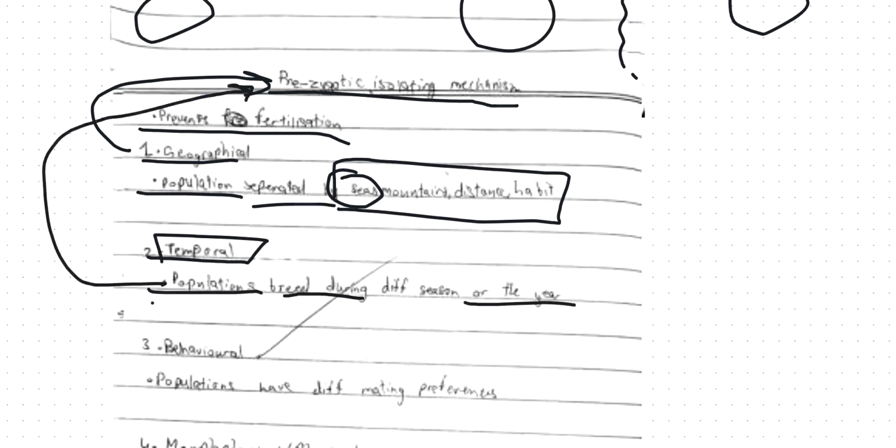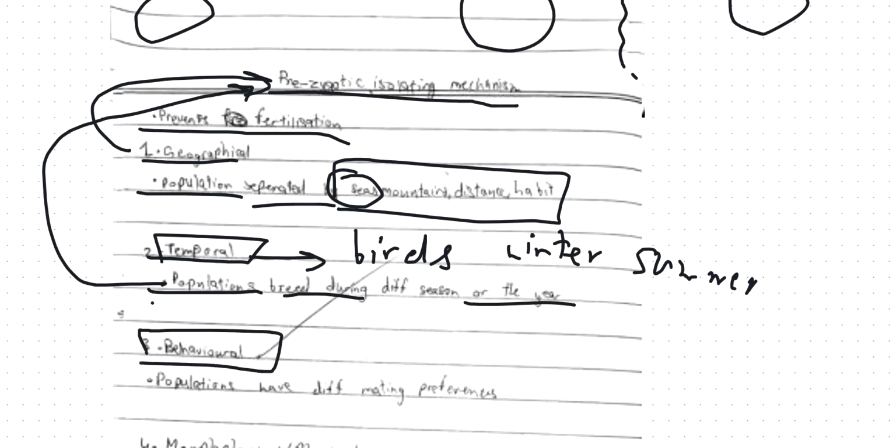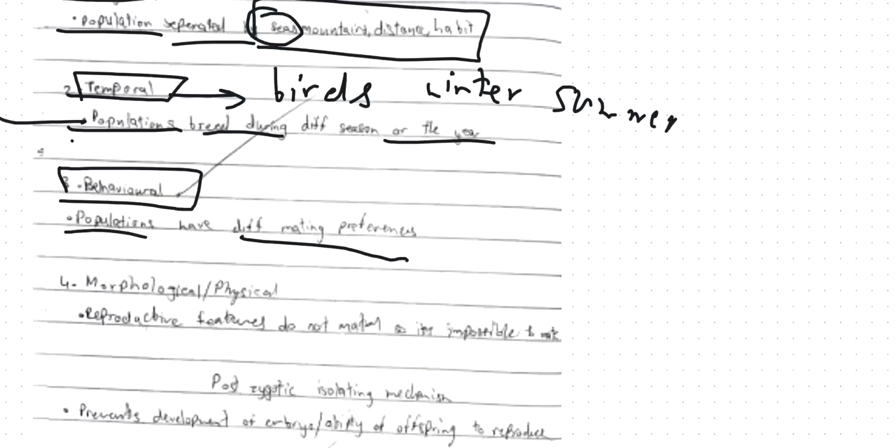An example of this is birds. Some birds like to breed in winter, but some like to breed in the summers. So this can cause pre-zygotic isolation. And behavioral isolation is also pre-zygotic, meaning populations have different mating preferences. An example of this is when a species is more attractive or less attractive. So attractiveness can affect behavioral pre-zygotic isolation.